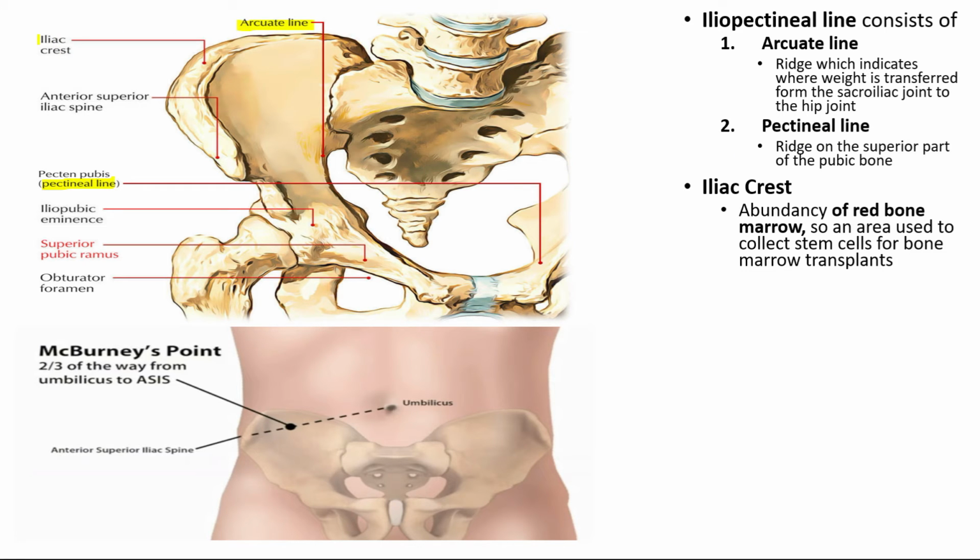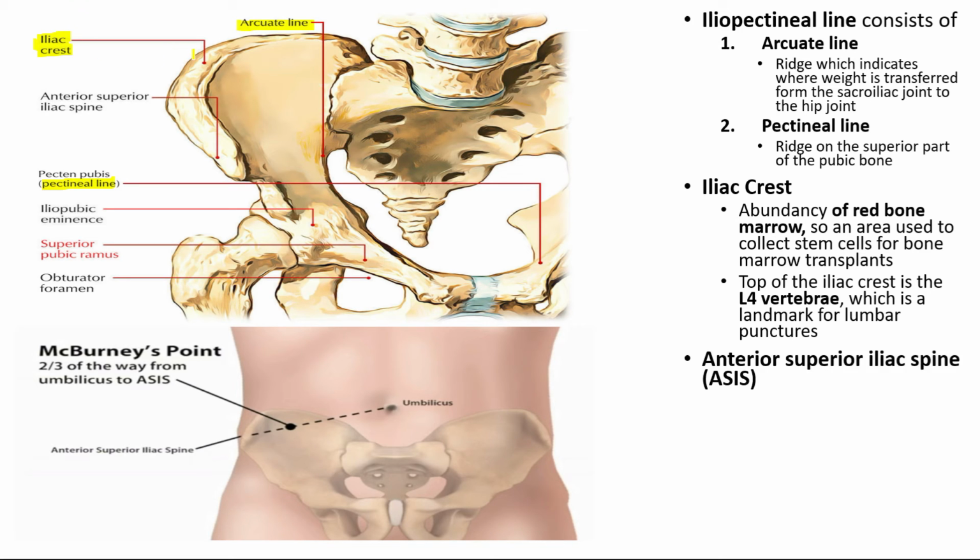The next structure we're going to be talking about is the iliac crest, and this area has an abundance of red bone marrow. So this area is actually used to collect stem cells for bone marrow transplants. Additionally, at the top of the iliac crest is the L4 vertebra, which is a landmark for lumbar punctures.